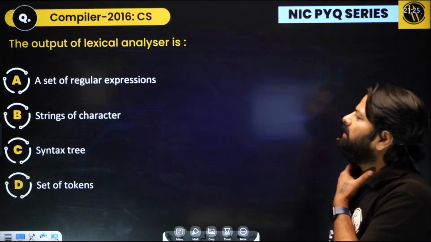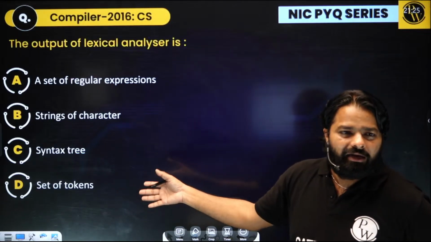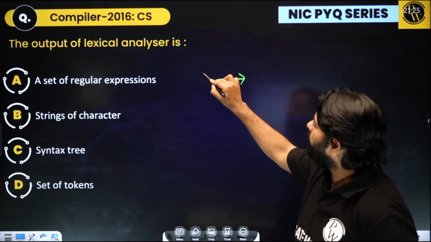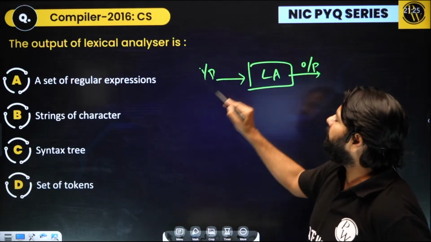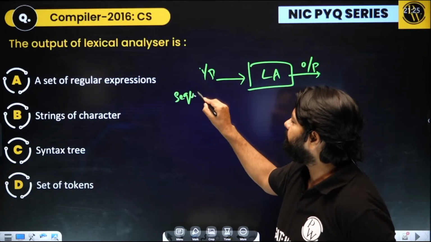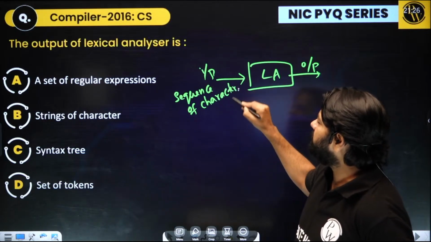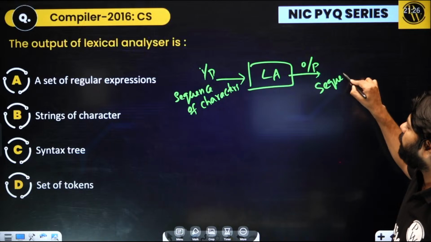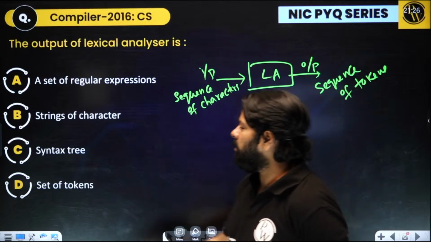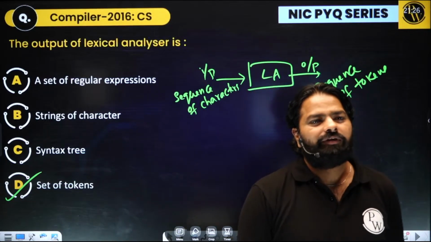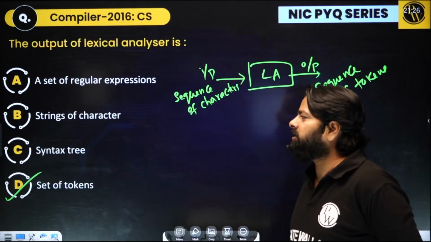The output of the lexical analyzer: input, output, what is it? It's very easy, right? We already completed one. What is the input and what is the output of the lexical analyzer? You are aware of both. The input is just a sequence of characters. That is your program basically. The output is the sequence of tokens. Here they have called it a set of tokens, but actually it is a sequence of tokens.